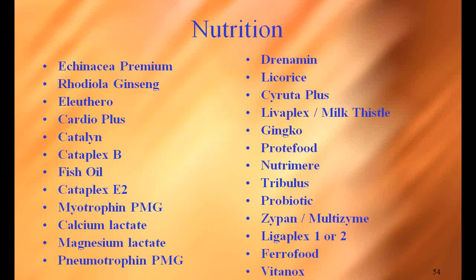The adrenals and the amount of stress that we're under as athletes is very important to pay close attention to, and to support the adrenals can make a big difference for restoring your body and recovering much quicker from your workouts. So things like Drenamin, licorice is very powerful for the adrenals as well. Cyruta Plus for improving the integrity of your blood vessels. Liver support.